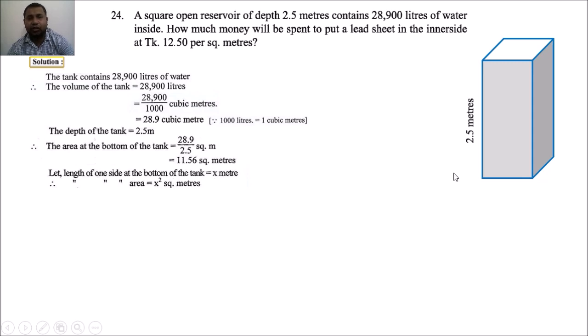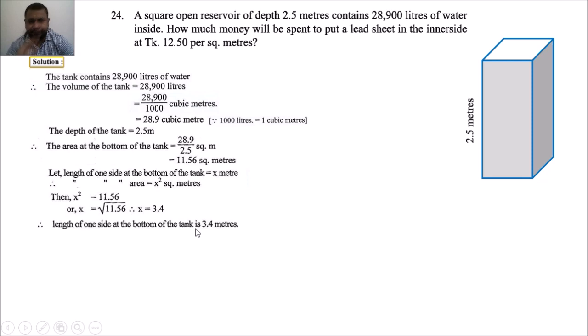So this is your square shape floor. It is told about square. So it is a square floor. So the length of one side of the bottom of the tank is x meter. We just let it be x meter. So the area will be x square meter. So ATQ, or according to the question, x square equals 11.56, that is x equals root over 11.56, that equals 3.4 meters.